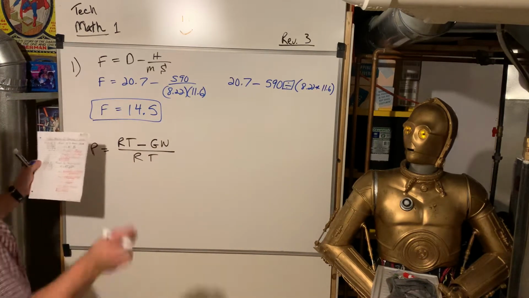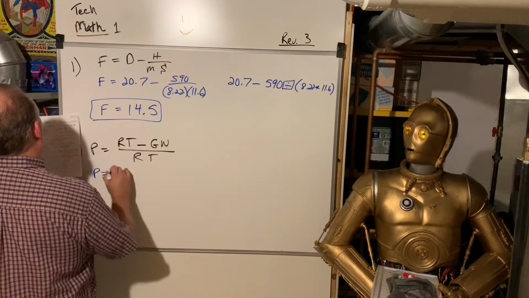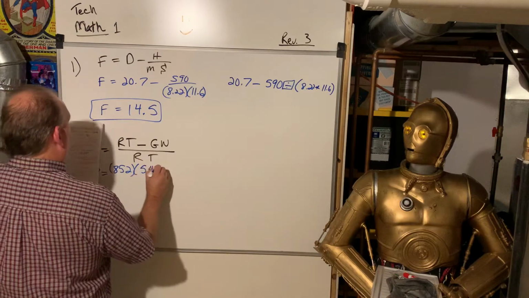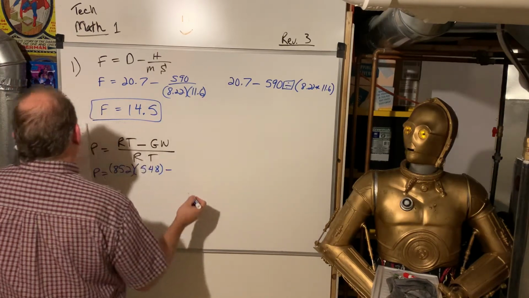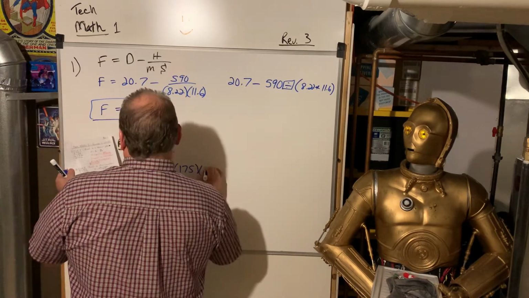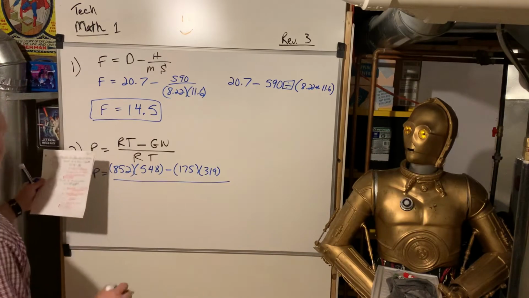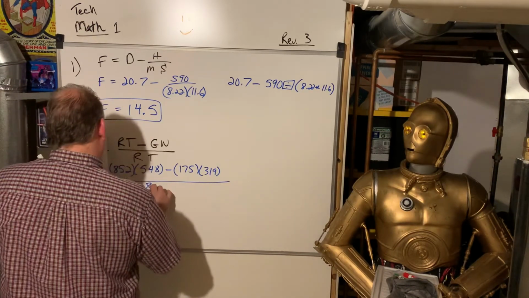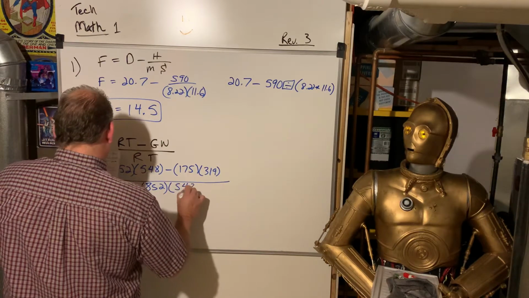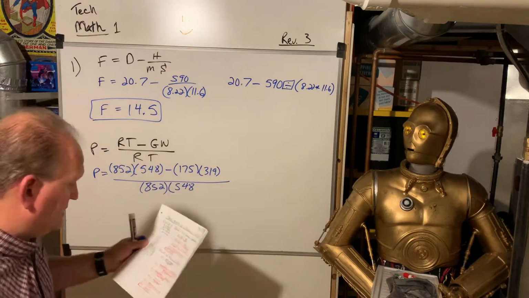All right, next one, just again, plug and chug. So 852 for R, 548 for T, 175 for G, 319 for W, and 852 and 548 again. And again, you can do it in stages if you want, that's fine.